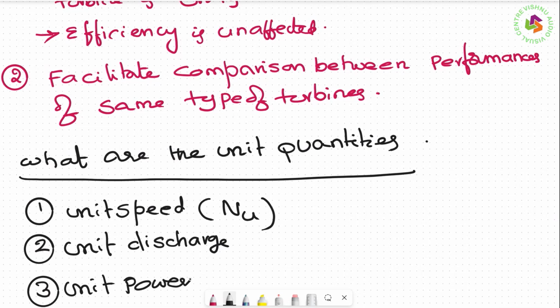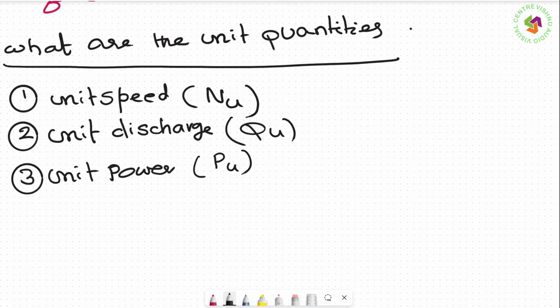Please note, I say unit head because when the head on the turbine is unity, then we talk about these things. So the moment I say unit speed, it means the speed of the turbine when the head on the turbine is equal to unity. Similarly, unit discharge is the discharge through the turbine when the head is unity, and unit power is the power developed by the turbine when the head on it is unity. So these are the three unit quantities.